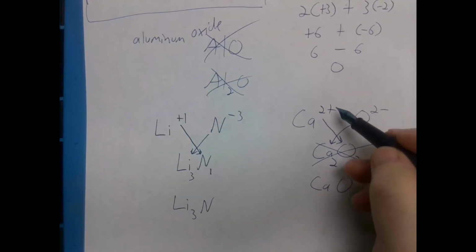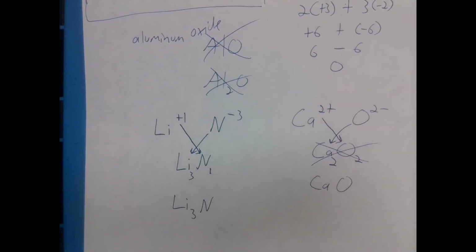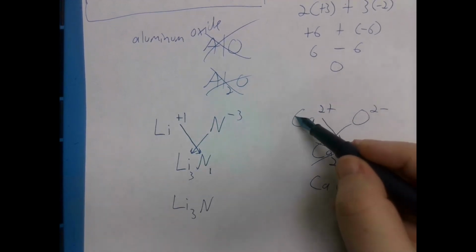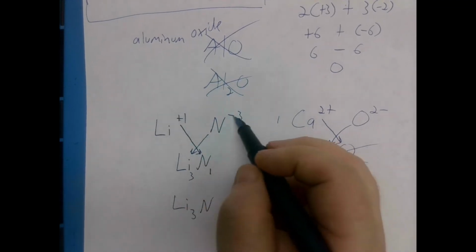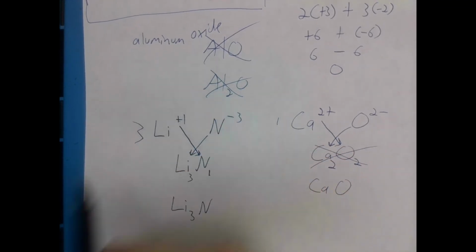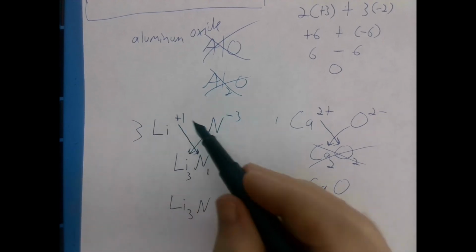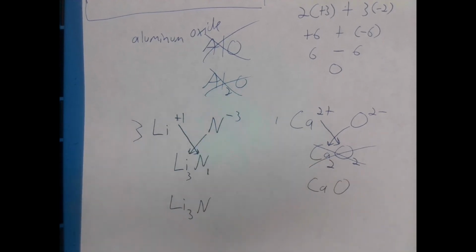Another way of looking at it is we need these two numbers to add to 0. So I would do one of these for one of these. In order for these to add to 0, I need 3 of these, 3 +1 charges to counteract the -3 charge.